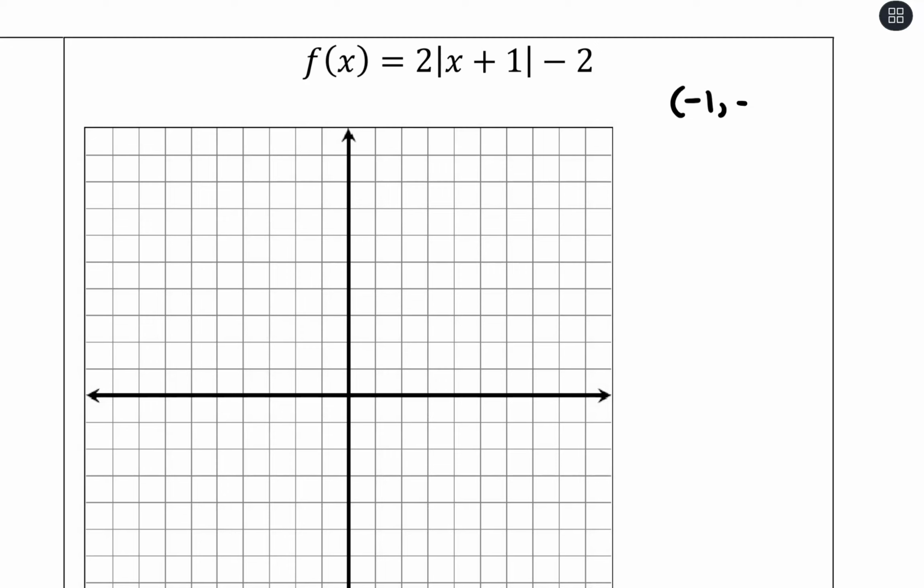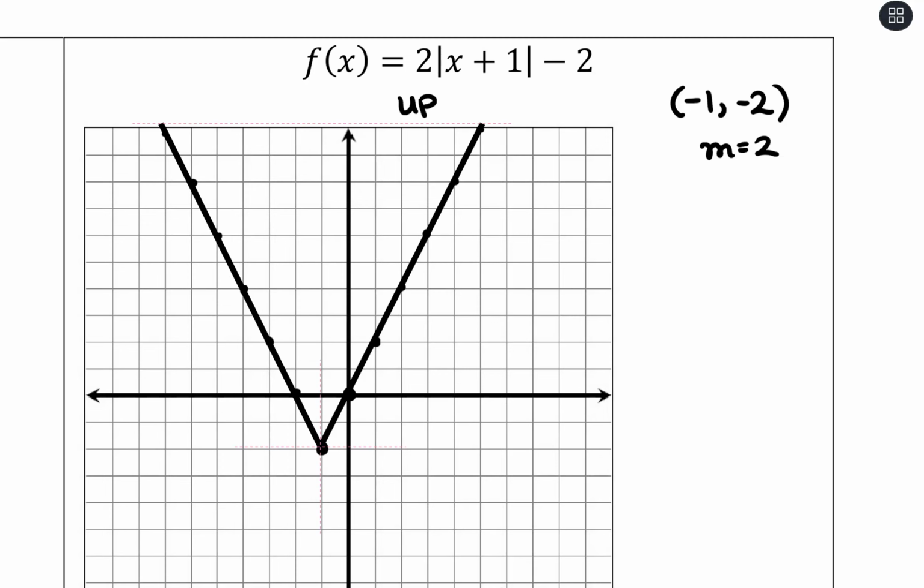So corner here would be -1, -2. So -1, -2. It is opening upward, and we're going to work with a slope of 2. So following a slope of +2, going up to the right, and negative from the left. And then draw 2 nice straight lines here to connect them.